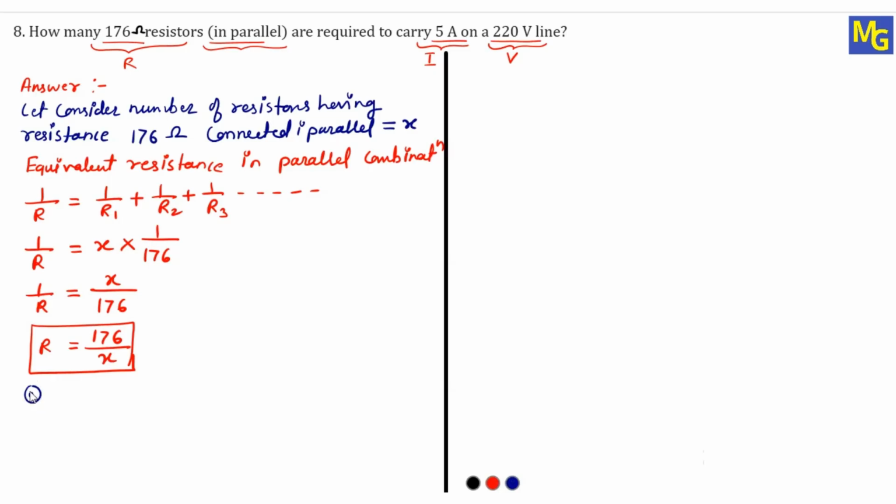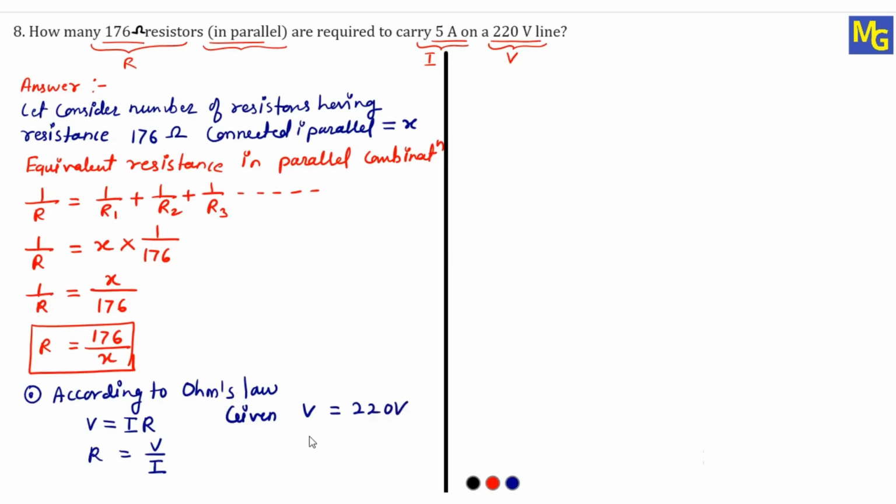Now, according to Ohm's law, what equation can we give? We can write V is equal to IR, or R is equal to V by I. Now, what is given? V is given, that is 220 volt. I is also given, that is 5 ampere. We have to substitute these values into this equation. And R also we know, R is 176 divided by x, which we just calculated. Now we will substitute all these values in this equation.